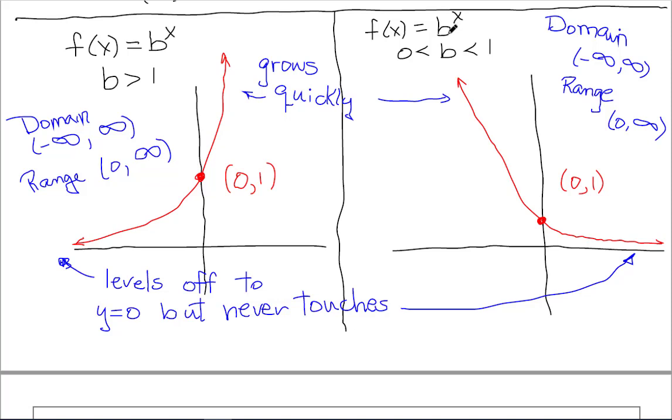If the particular b is a fraction between 0 and 1, it looks similar, but it's flipped around. It grows on the left and it shrinks on the right. Again, both of them cross at 0, 1, regardless of b bigger than 1 or between 0 and 1. Both cases have exactly the same domain, and both cases have exactly the same range.